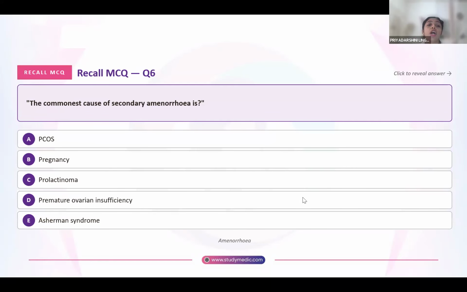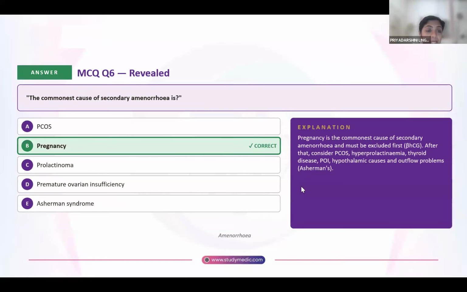Next, coming to the commonest cause of secondary amenorrhea: PCOS, pregnancy, prolactinomas, premature ovarian insufficiency, and Asherman syndrome. So whether it be primary amenorrhea or secondary amenorrhea, the commonest cause, or the cause that has to be ruled out, is always pregnancy. What are the other things you're going to think about? You think about PCOS, you think about hyperprolactinemia, everything can be thought about, but still the most common is pregnancy.